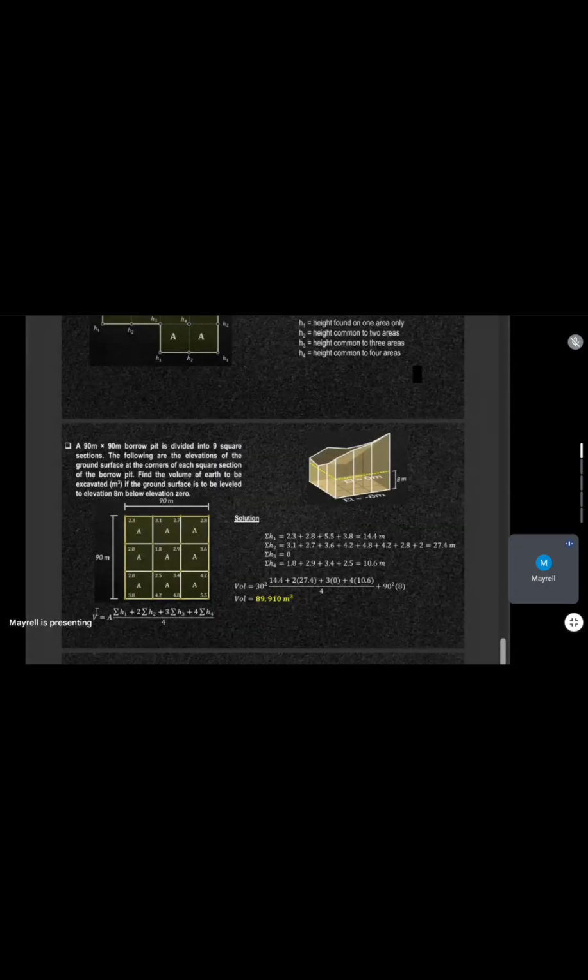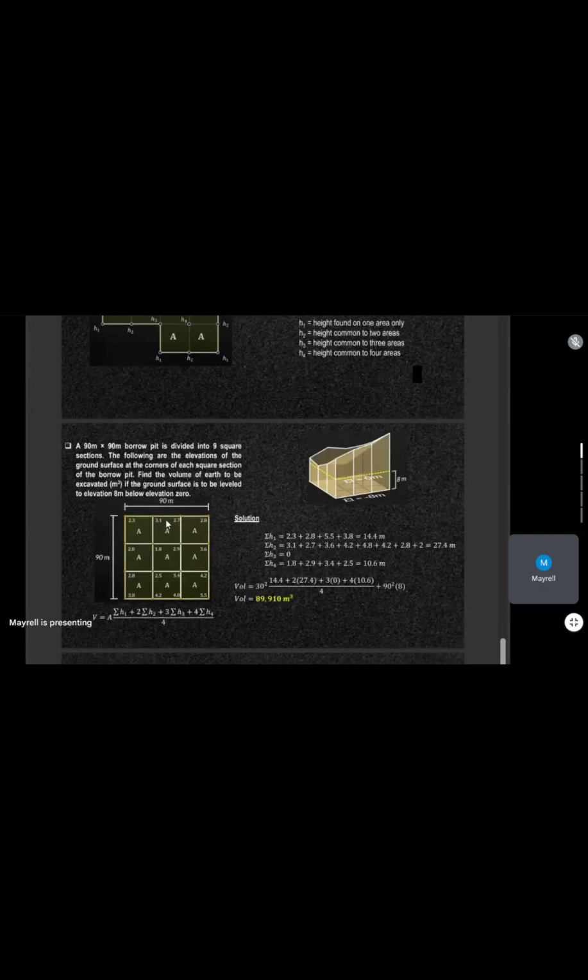Okay, so you have the formula here for the volume. Summation of H1, height common to one area: 2.3 plus 2.8 plus 5.5 plus 3.8, so it's 14.4 meters. Summation of H2, height common to two areas.